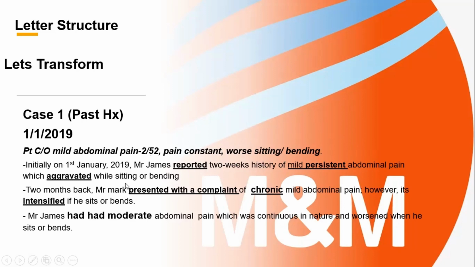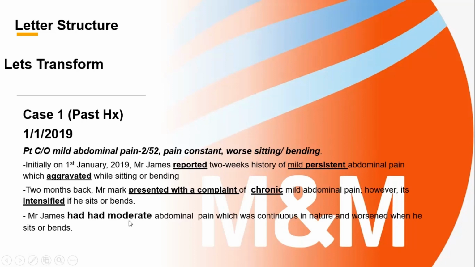Let's say, again, another example, if this is not the case, we can change it in a different way. Basically, let's say from today's visit, if it's 2 months back, 2 weeks back, whatever, I'm just giving an example. Mr. Mark presented with a complaint of chronic mild abdominal pain. So now, instead of constant, we can use chronic as well. It was mild in nature, so we can just write it down: chronic mild abdominal pain. However, it intensified if he sat or bent, right?